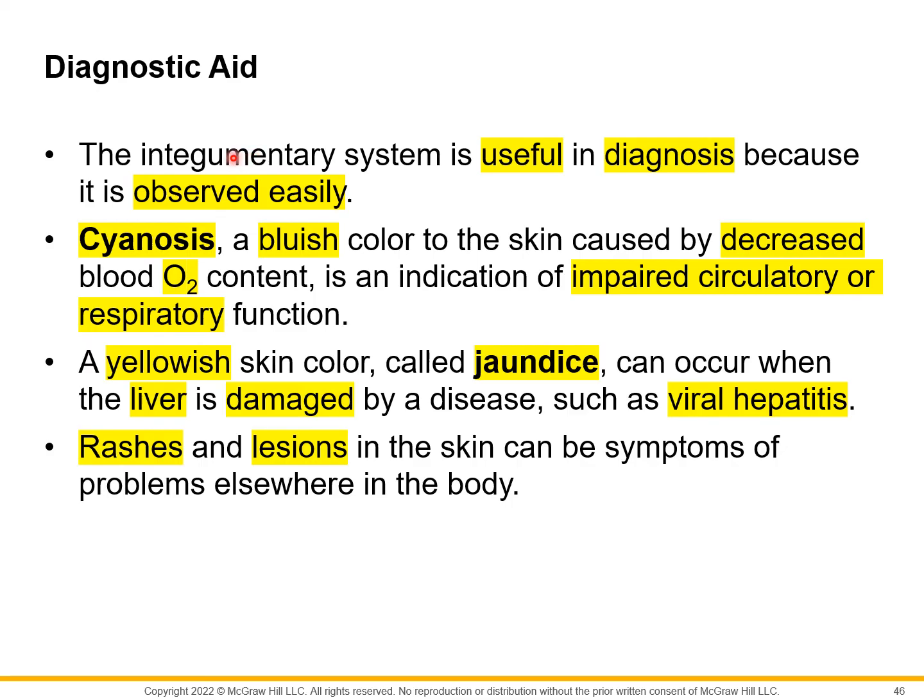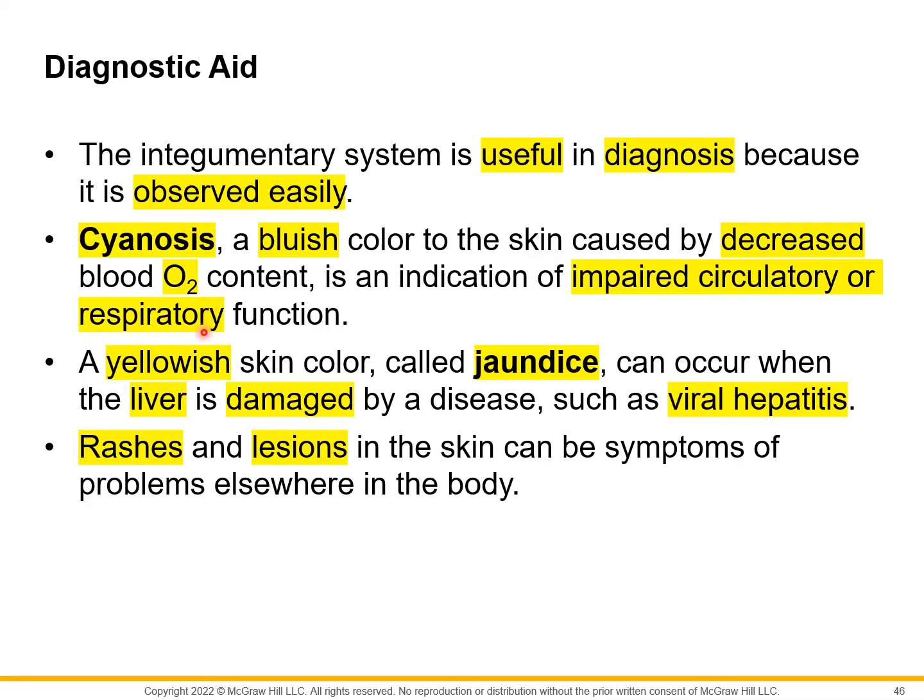First up, cyanosis, a bluish color of the skin, could tell us that there is decreased oxygen content in the blood. So, anong implications nito? Maaaring may problema sa circulatory or sa respiratory system ng isang pasyente. Alright, so cyanosis could be a sign, no? Could be a sign that there is something wrong with either the circulatory system or respiratory system of the person.